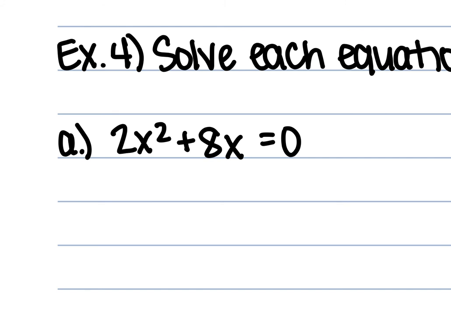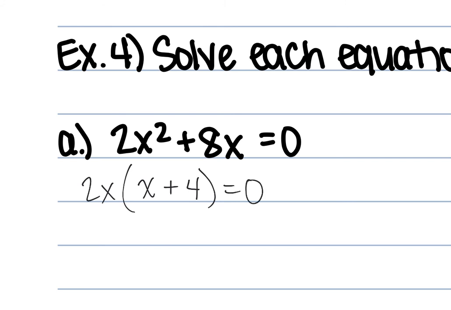It's 2x. Very good, okay? So factor out a 2x. And what do you have inside the parentheses then? Just x plus 4. This is equal to 0.